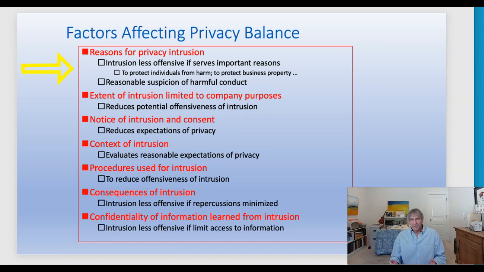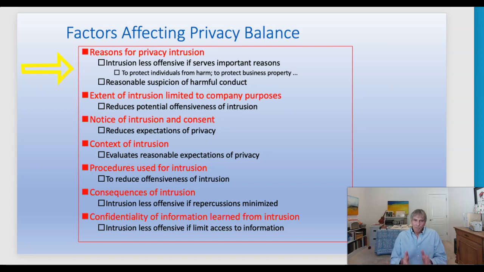But still, if the company takes sufficient steps to minimize the intrusions on expectations of privacy, then the overall balance could still tip towards reasonableness. And this is where the other factors may come into play.